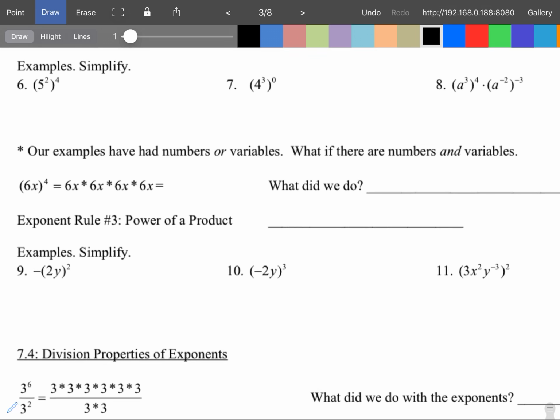All right, so here we go. So number 6. Again, it's a power raised to a power, so we just got to multiply the powers. So this one is going to be 5 to the 8th power. Again, 2 times 4. And if you want an answer for that, 5 to the 8th power on the calculator, that's 390,625.